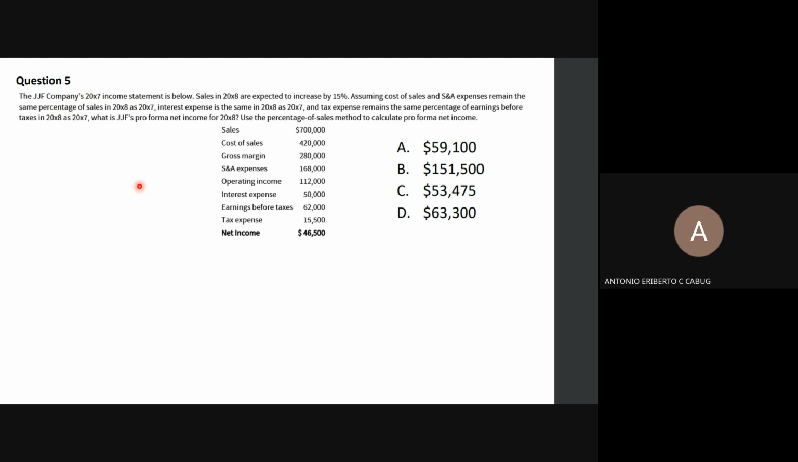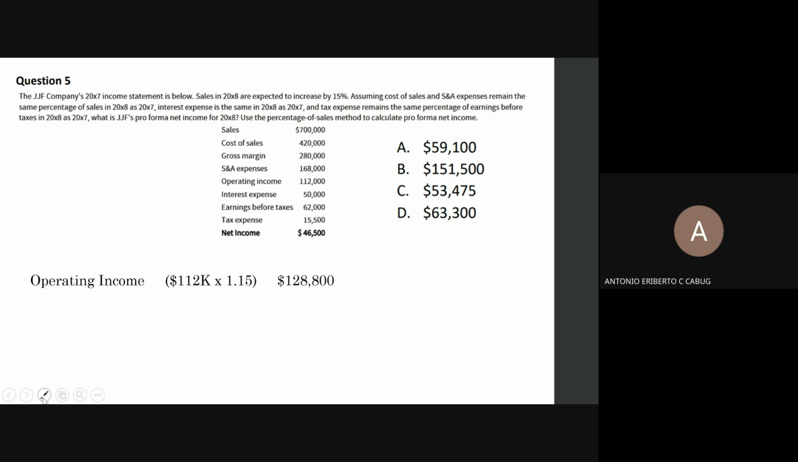The JJF company's 2007 income statement is below. Sales in 2008 are expected to increase by 15%. Assume cost of sales and S&A expense remain the same percentage of sales in 2008 as 2007. Interest expense is the same in 2008 as 2007. Tax expense remains the same percentage of earnings before taxes in 2008 as 2007. What is JJF pro forma net income for 2008? Use the percentage of sales method to calculate the pro forma net income.